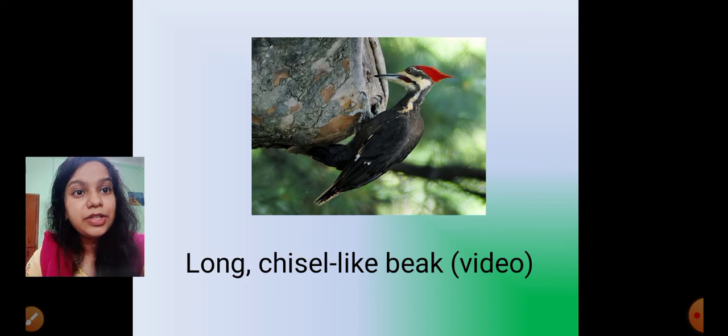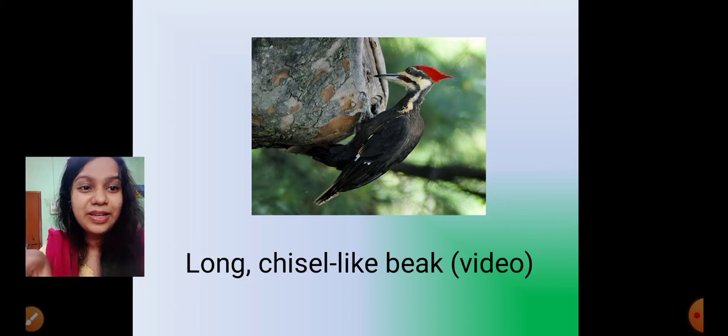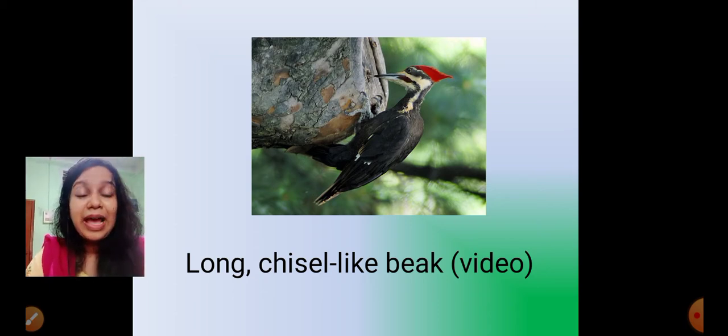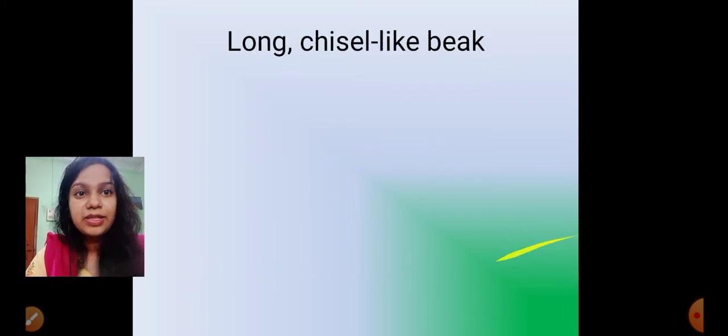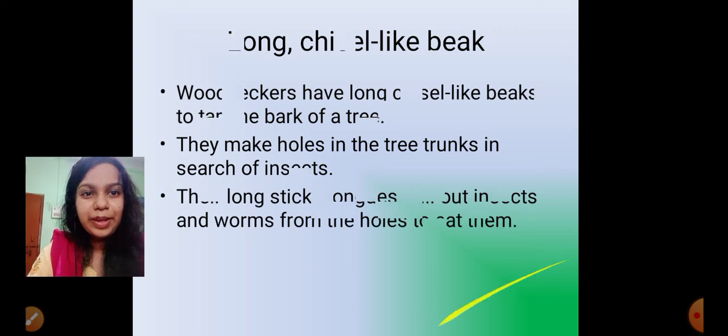So see the previous picture. In the picture you can see a woodpecker, right? So what does the woodpecker do? The woodpecker has a long chisel like beak, okay? And what does it do? It pecks the bark of the tree in search of insects and worms, and it has a long tongue, and with that what does it do? It pulls the insects and worms out and eats them, okay? And that is why what has a long chisel like beak? A woodpecker. Alright, so we can say that woodpeckers have long chisel like beaks.